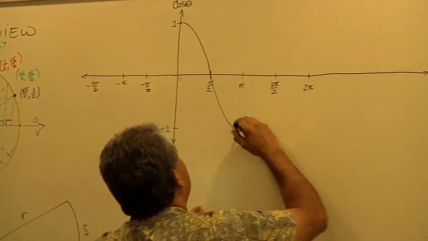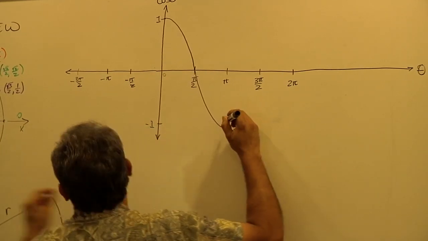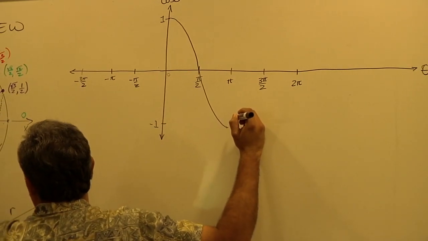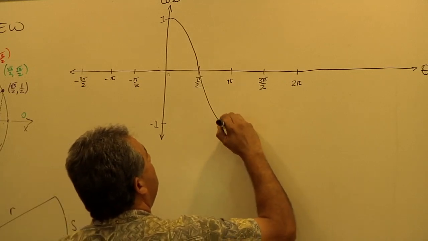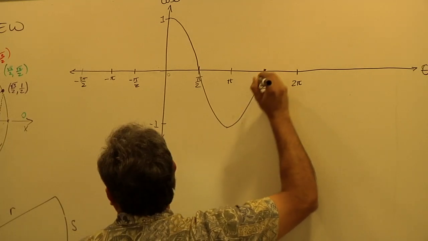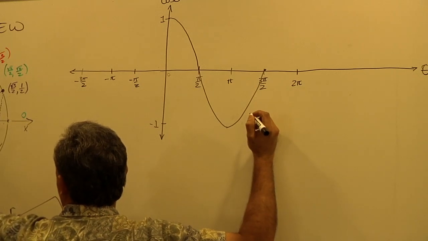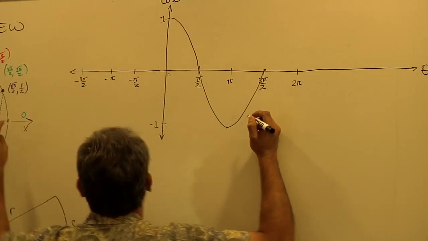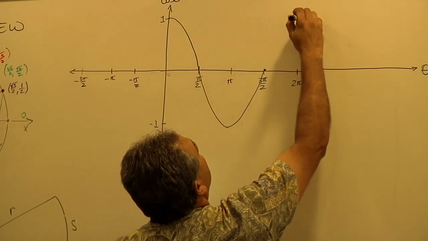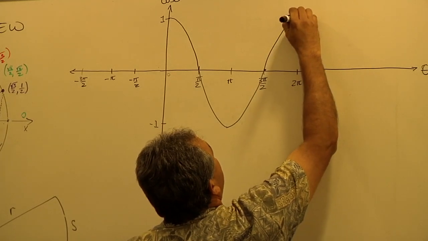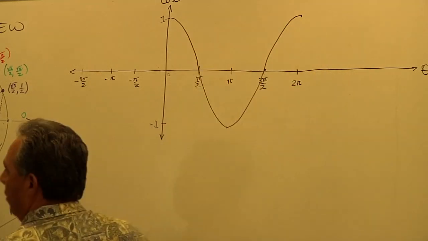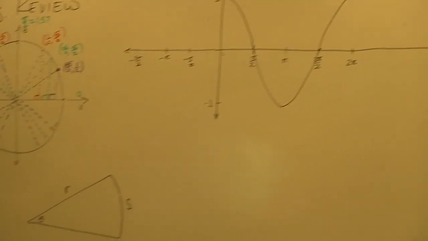Okay. From pi to 3 pi over 2, the x moved from minus 1 back to 0. That's why it comes to here. And then from 3 pi over 2 to 2 pi, x moves from 0, right, back to positive 1. And you can see what's going to happen after that. I'm going to start what? Repeating. Okay.